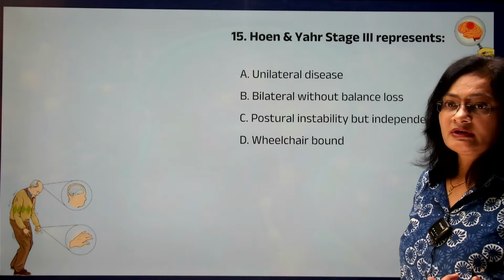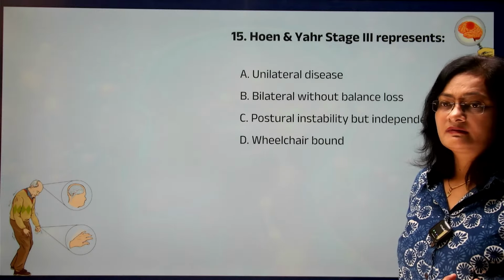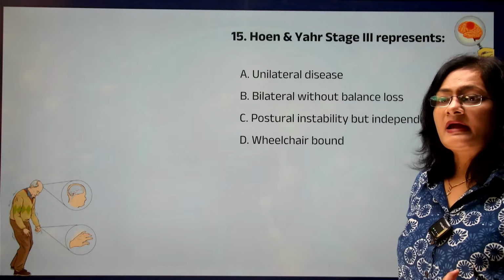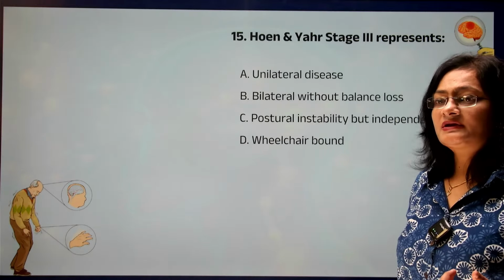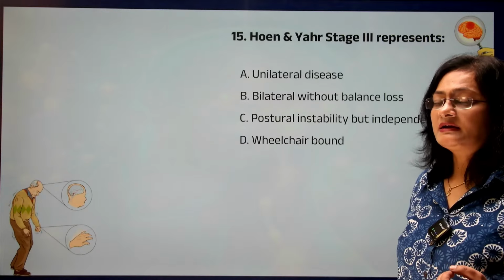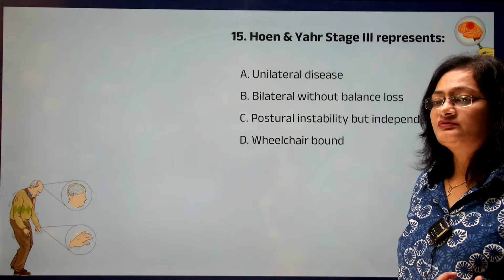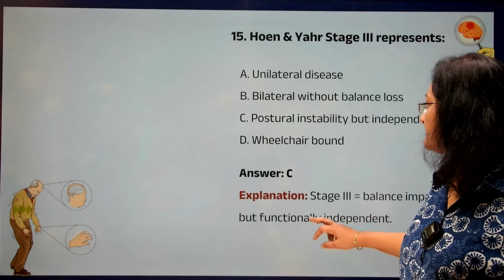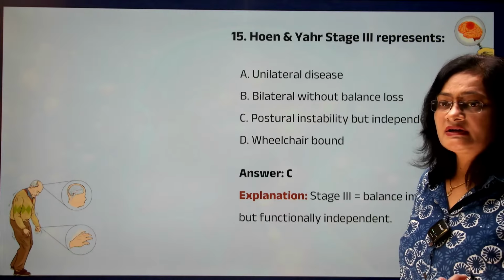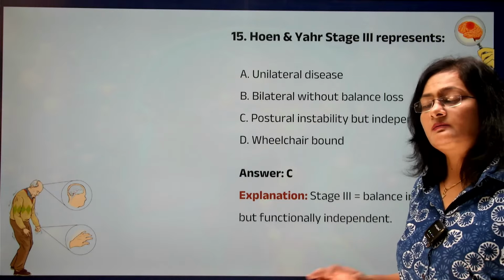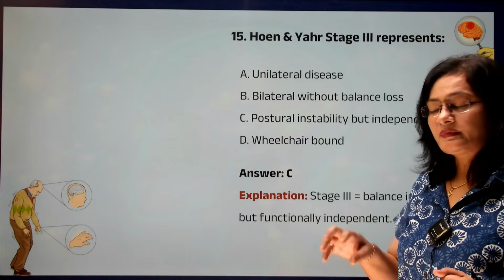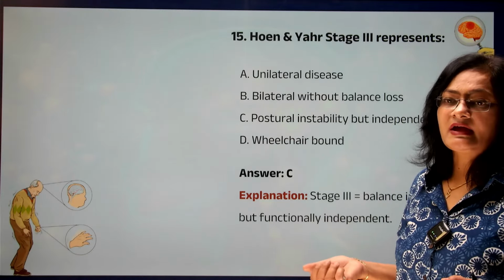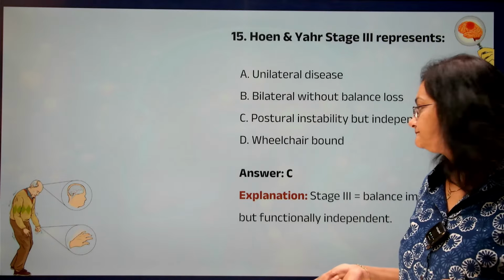So unilateral disease will be stage 1. Bilateral without loss of balance. Postural instability but independent, and D is wheelchair bound. So our answer will be C, where postural instability will be there but somehow the patient manages to maintain his balance. So the patient is independent for all the activities of daily living.